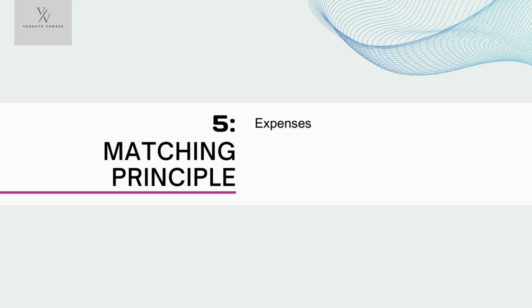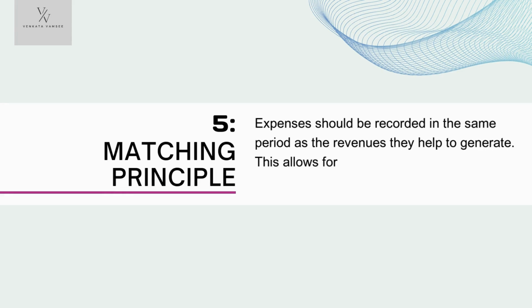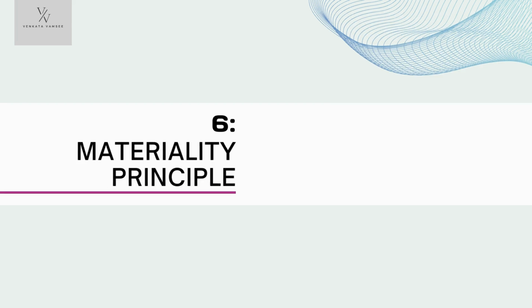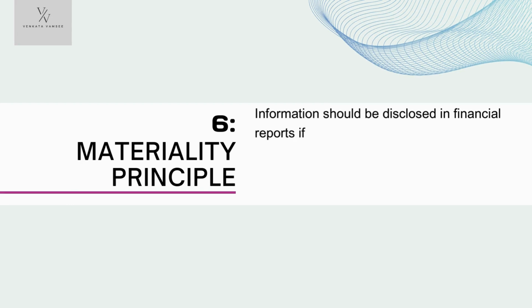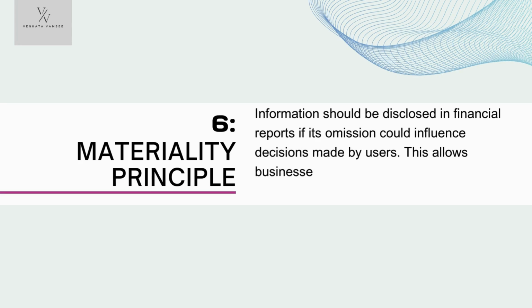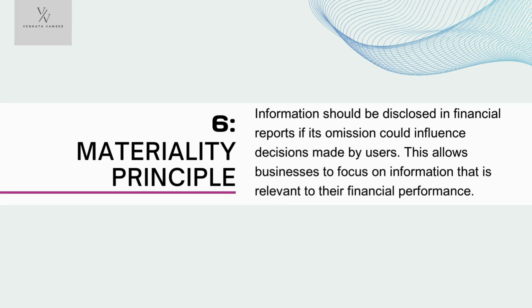5. Matching principle. Expenses should be recorded in the same period as the revenues they help to generate. This allows for accurate measurement of profitability for a specific period. 6. Materiality principle. Information should be disclosed in financial reports if its omission could influence decisions made by users. This allows businesses to focus on information that is relevant to their financial performance.